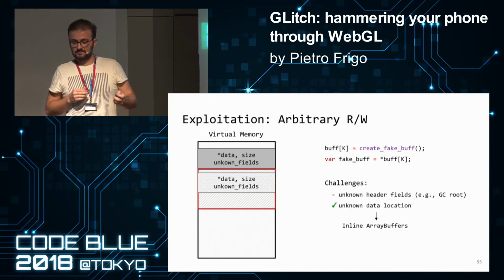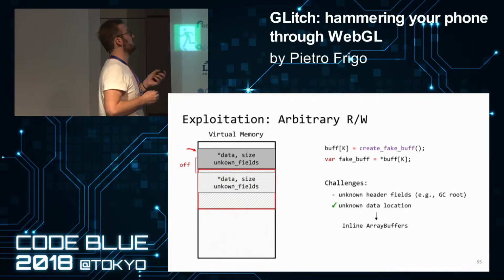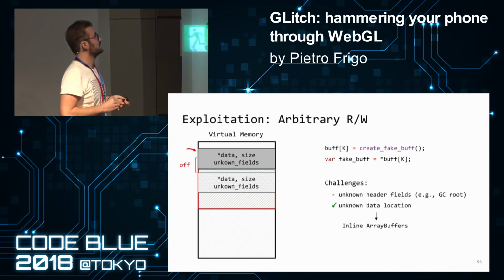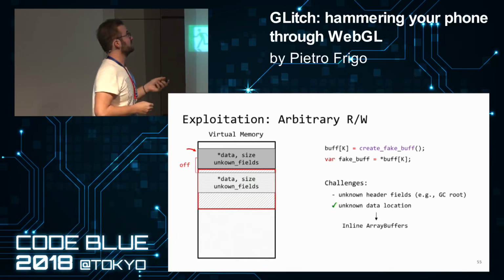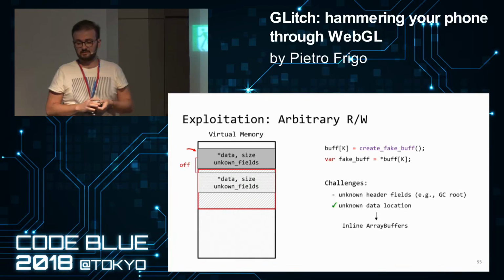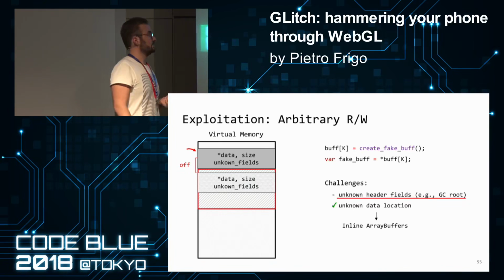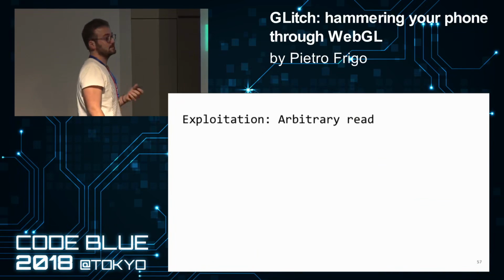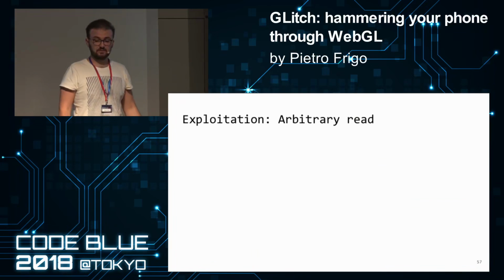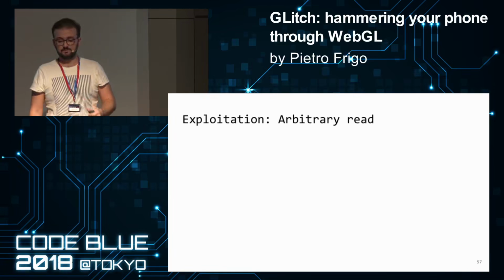And for the second challenge, once you know the distance, the header and the data are connected. Then once you leak the data pointer, you can also know the offset between that and the byte array. For the other challenge instead, unknown header fields, you need something more. And this is an arbitrary read, which means that you need to first get an arbitrary read to leak that content to then get the arbitrary write.